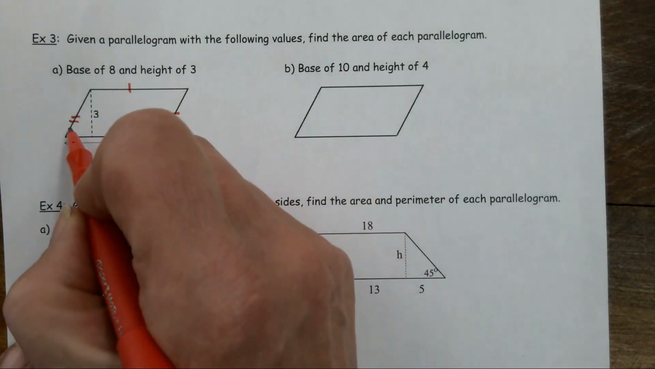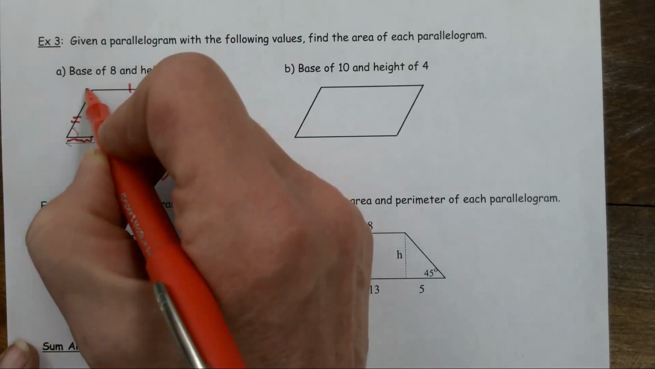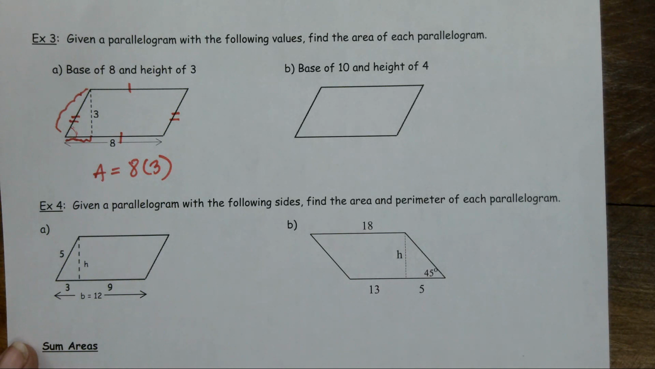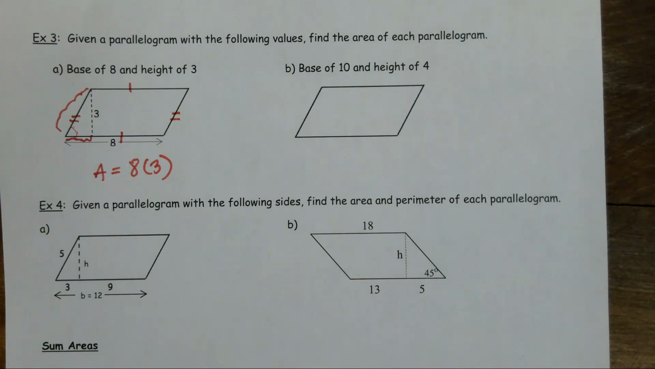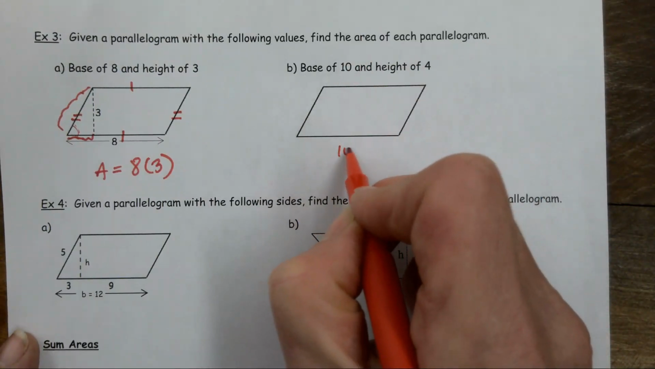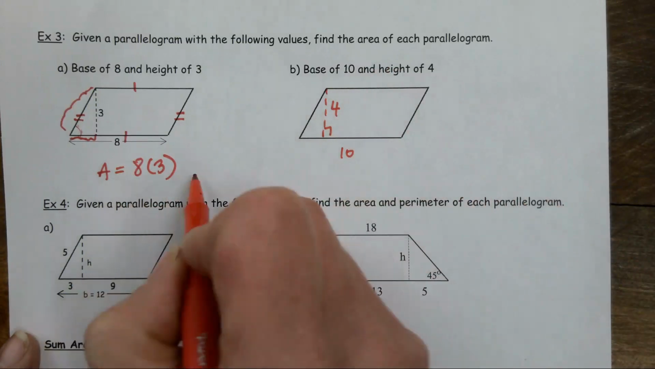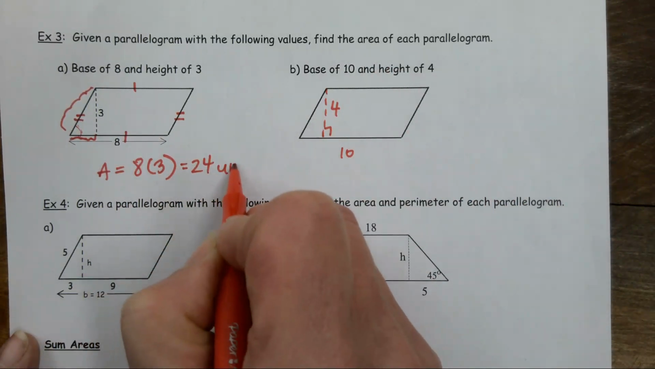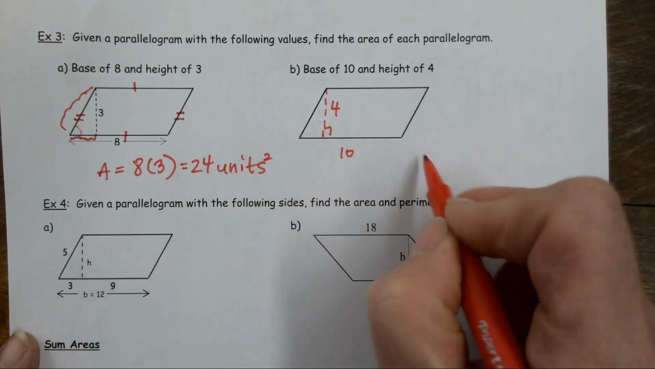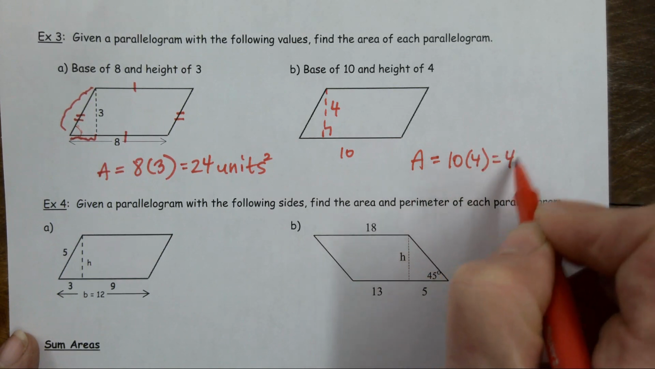No, because I don't know this angle measure. So I can't find the length of these missing sides that I have. So sometimes I need more information in order to find the perimeter of a shape. This one gives me a base of 8 and a height of 3. So here I have a base of 10 and a height of 4. Oops, I never did my math there, did I? So my area would be 10 times 4, or 40 units squared.